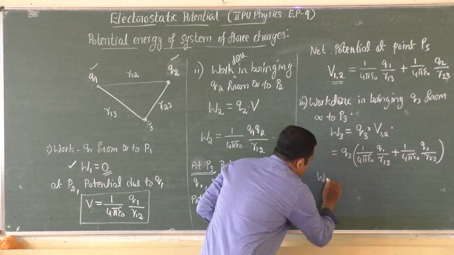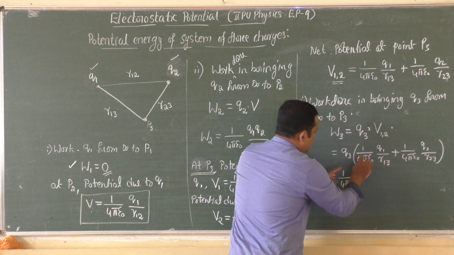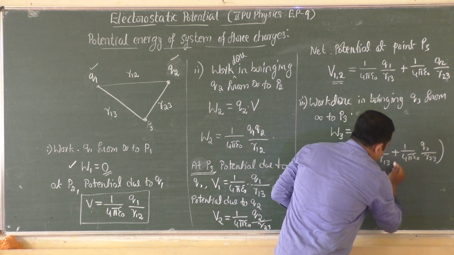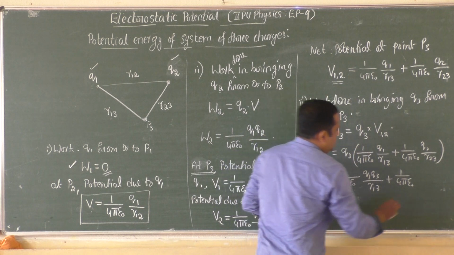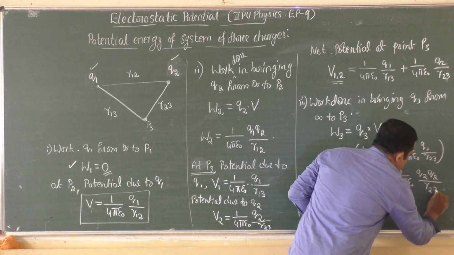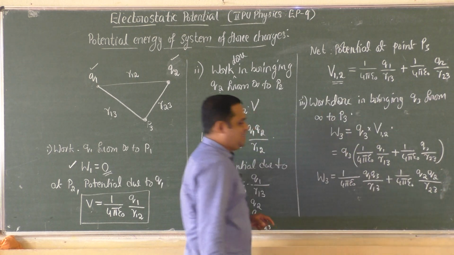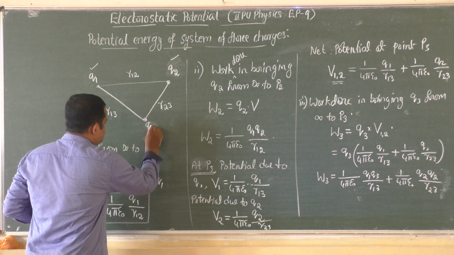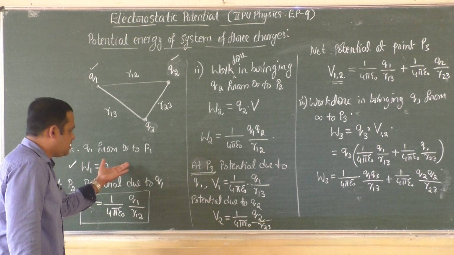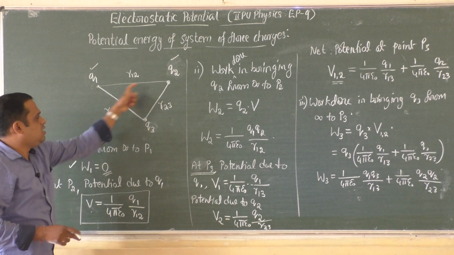So therefore W3 is equal to, the amount of work done is equal to, multiplying by Q3, 1 by 4 pi epsilon naught Q1 into Q3 divided by R13 plus 1 by 4 pi epsilon naught Q2 into Q3 divided by R23, is the total amount of work done in moving the charge Q3 from infinity to point P3. So now Q3 reaches here. With these three steps, we placed Q1, Q2, Q3 at their locations.